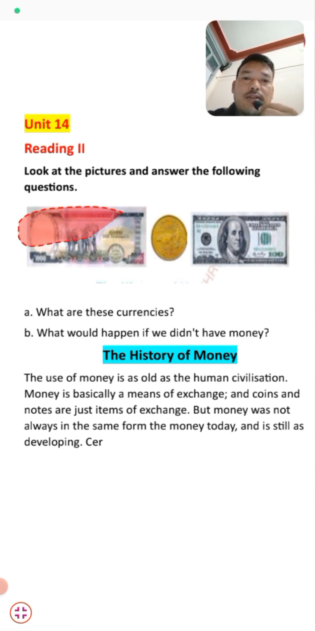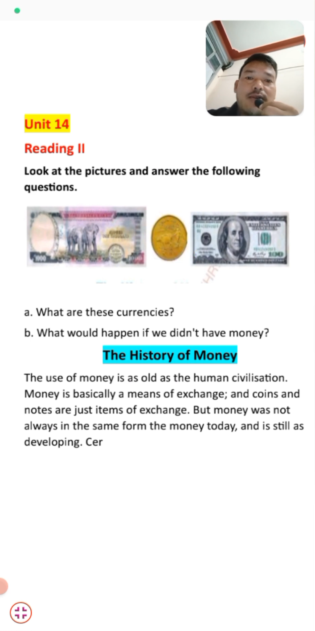Students, what do you see in the picture? There are three objects given here. Can you recognize all these? What are these currencies? Students, can you tell what this currency is? This is a 100 rupees note and it's a Nepali currency. Okay, not 100 rupees. This is a 1000 rupees note of Nepali currency.